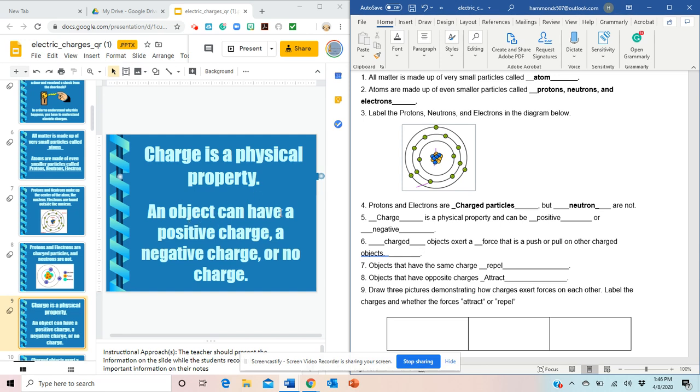And it says an object can have a positive charge, a negative charge, or no charge at all associated with its physical property. So looking at number 5, the first blank is charge is a physical property that can be positive or negative.